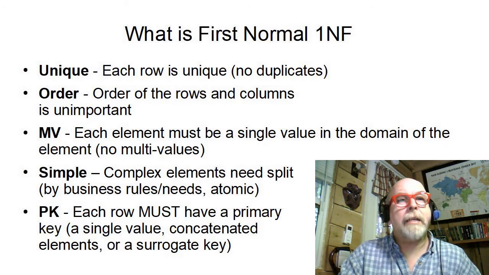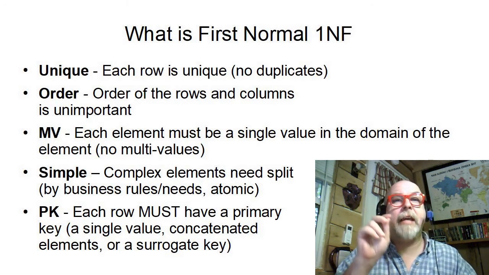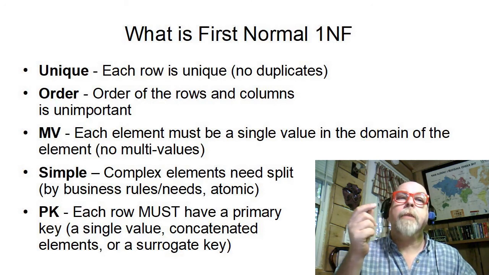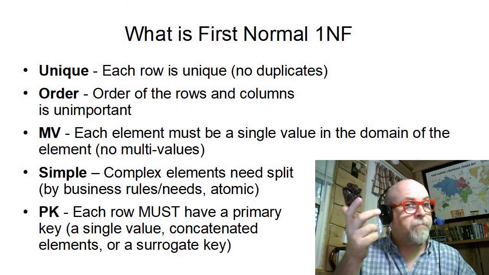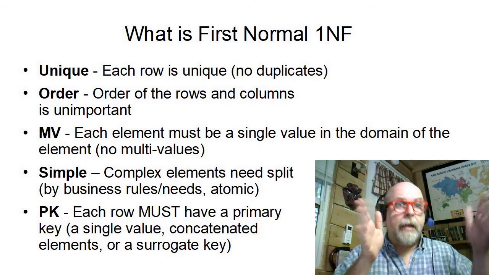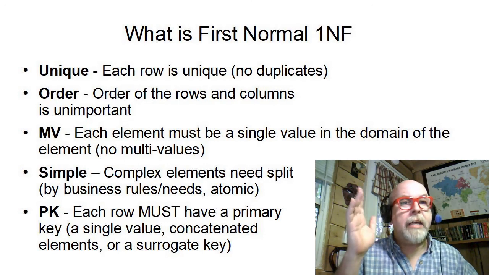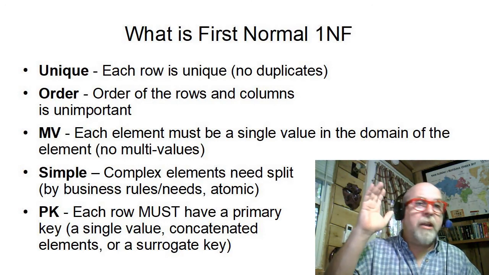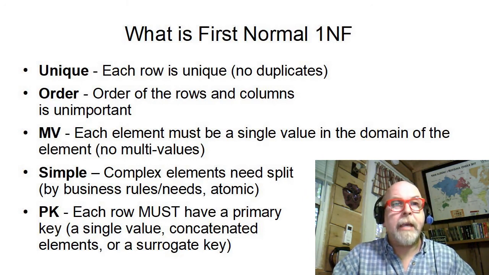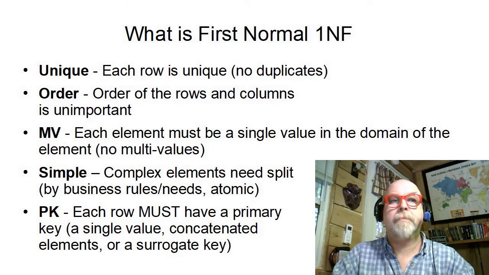And then lastly, the fifth property of data when it's in first normal form is that every row must have a unique primary key. Now, the primary key can be a single value. Primary key can be concatenated data elements or attributes, or we may just throw in a surrogate key, put a number and say, good enough, that's a primary key. So it must have a primary key. And in the examples, you'll see me do all 3 of those to create a primary key.